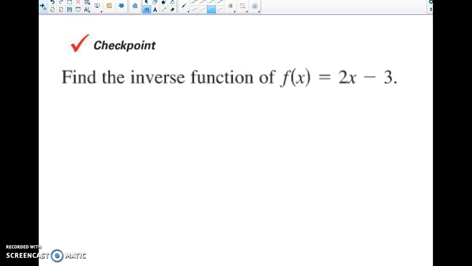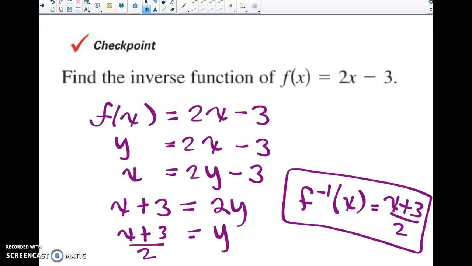All right, checkpoint here. Find the inverse function of f of x when f of x is 2x minus 3. Take a few moments and solve for the inverse. Look back at the steps that we took, or look back in your notes for the steps of finding an inverse. Okay, so your inverse function is x plus 3 over 2. Take a minute and check over my steps here. I am human and make mistakes. I'm pretty sure this one is good though.